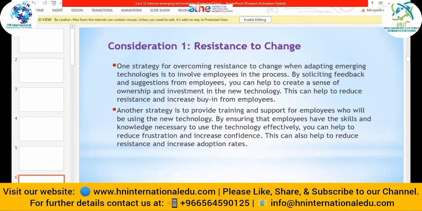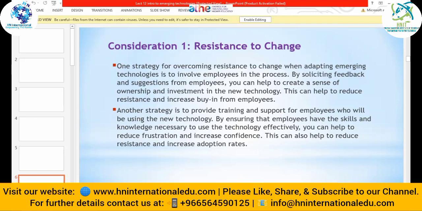So we have to talk with employees about their feedback and their suggestions on adopting new emerging technologies. That can build trust between you and your employees, and a sense of ownership, that you own something and you are responsible for everything you are going to do. This can help reduce the anxiety or tension of using a new technology and increase buy-in from employees, so that employees will work in a more energetic way.